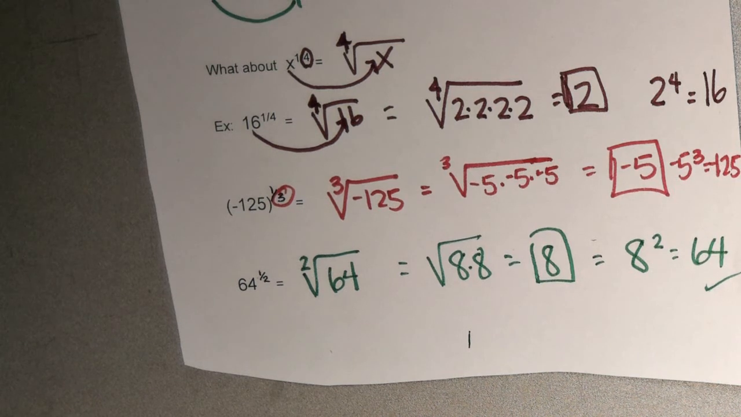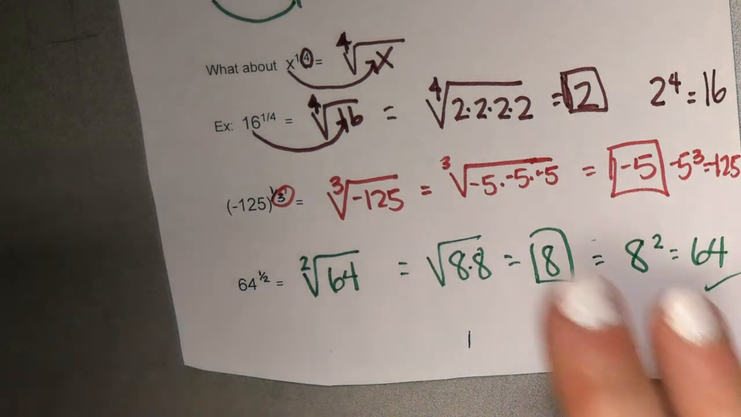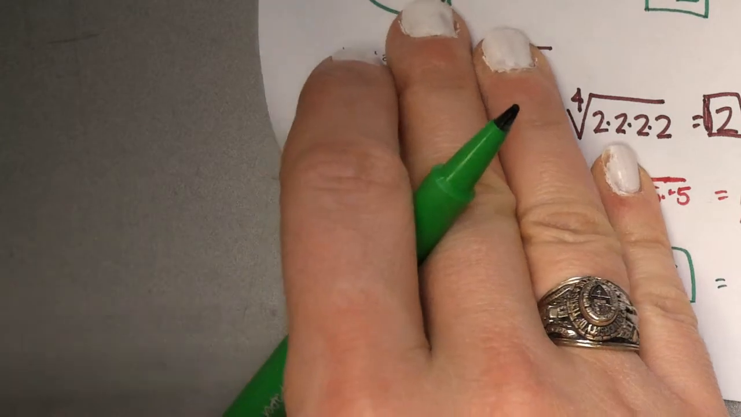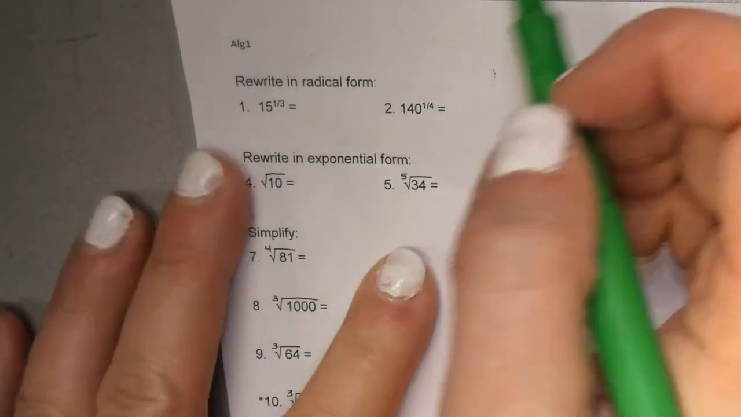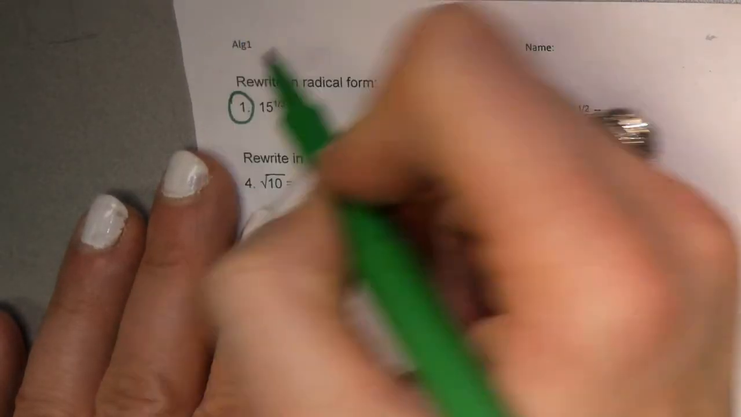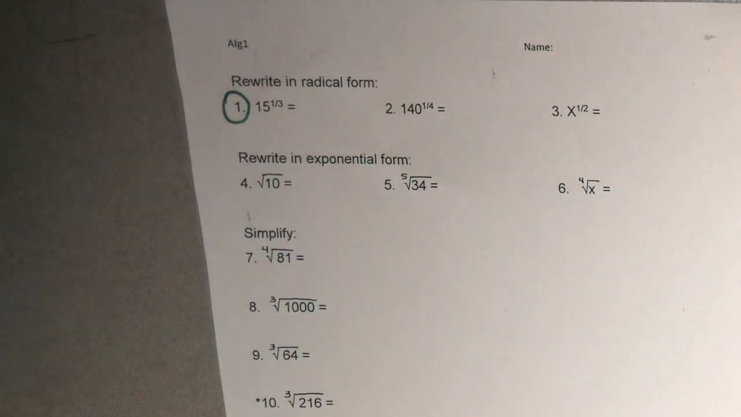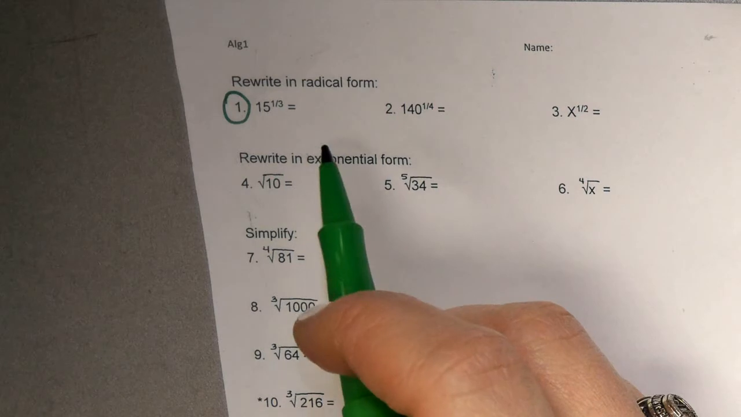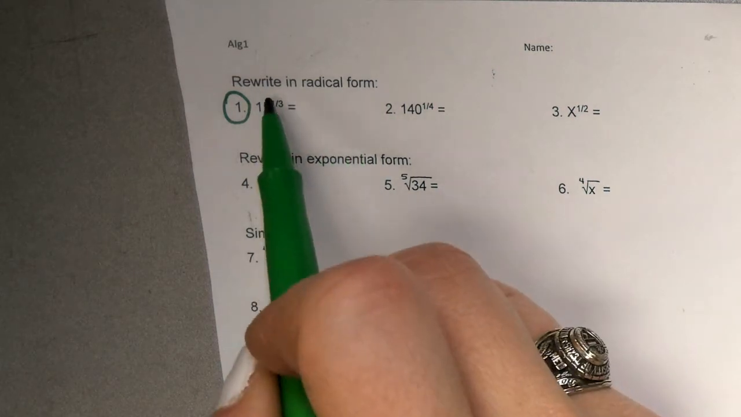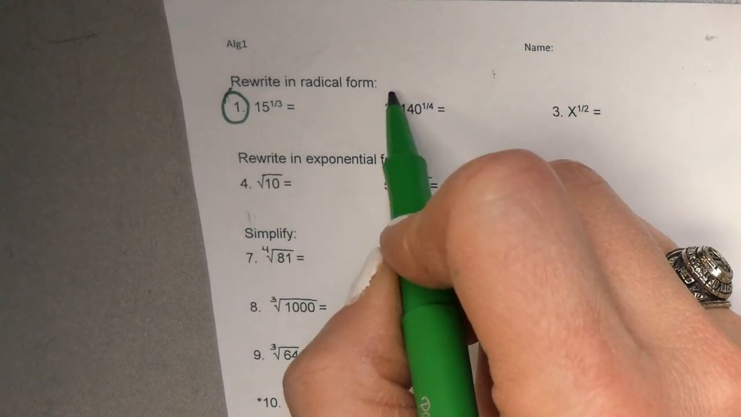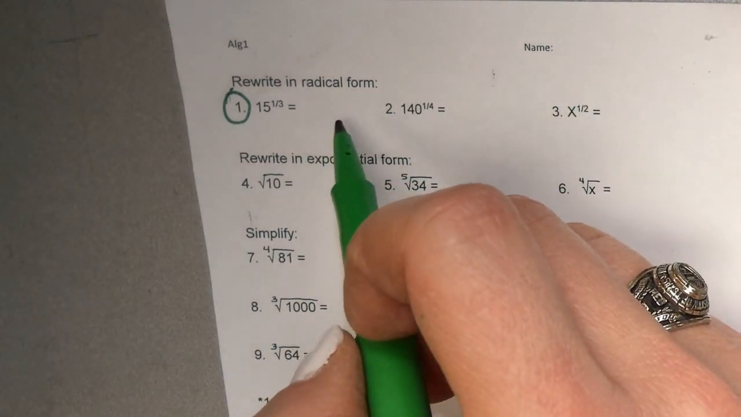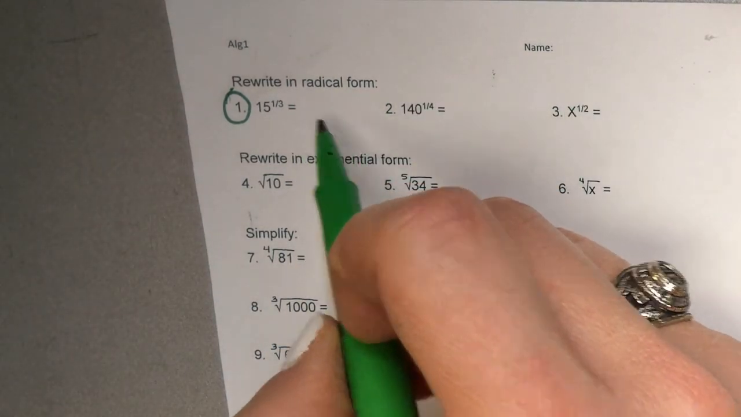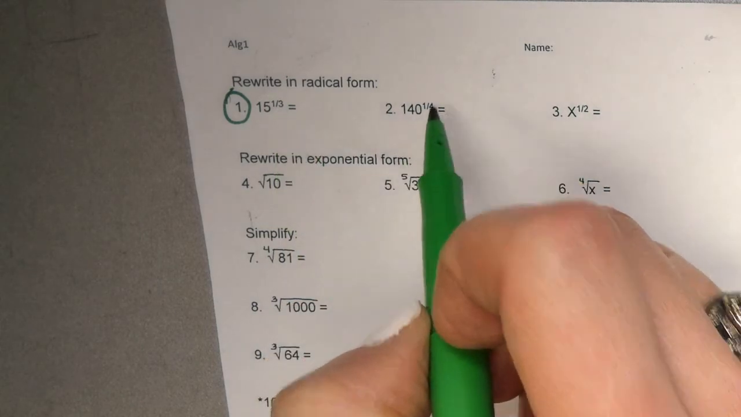All right, so look on your next page. Page 2. I want you to try to do number 1 by yourself. You don't have to solve it. You're just rewriting it. So here, I'll do number 1 for you. You can do number 2 and 3 by yourself. When it just wants you to write it in radical form, it just wants you to put it in the square root or the cube root here or the 4th root here. You don't have to solve it, okay?